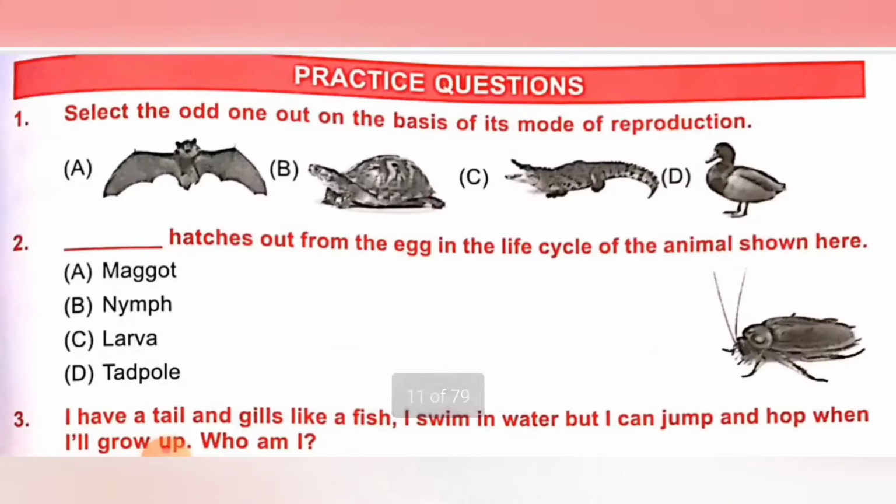First one. Select the odd one out on the basis of its mode of reproduction. Option A, bat, B, turtle, C, crocodile, D, duck. Turtle, crocodile and duck are egg-laying animals, while bat is a mammal that gives direct birth to young ones. So the odd one out on the basis of mode of reproduction is bat, because it gives direct birth and the others lay eggs.